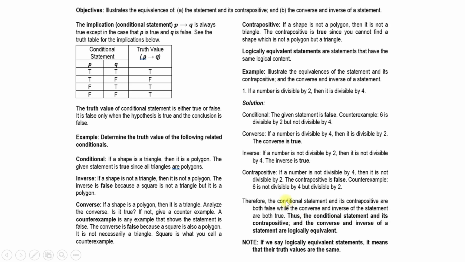So, in short, logically equivalent statements are those statements that have the same truth value. So meaning, the conditional and contrapositive are logically equivalent, and the converse and inverse, since they have the same truth value, which is true, are also logically equivalent. Okay, it is noted below. If we say logically equivalent statements, it means that their truth values are the same.